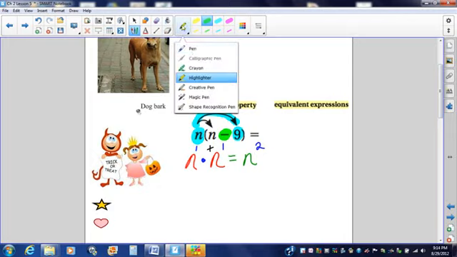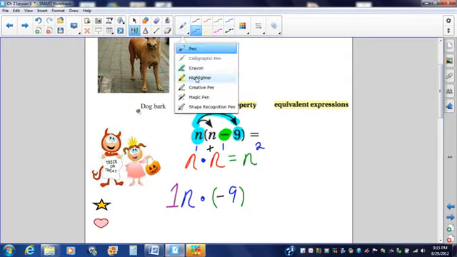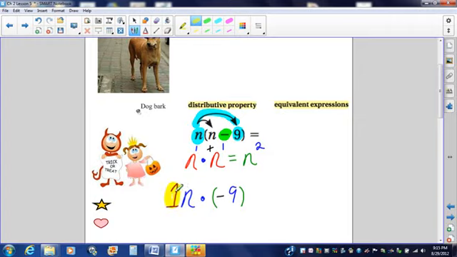So this is what we're going to do, and you should do it on your paper. You're going to do n times negative 9. But Mr. Phillips, that looks so hard. No, not really. There is an invisible 1 here in front of the n. So now I'm simply going to multiply 1 times negative 9. 1 times negative 9 gives me negative 9.